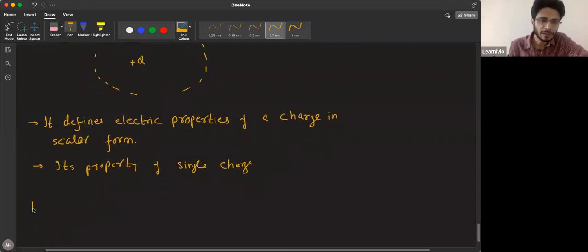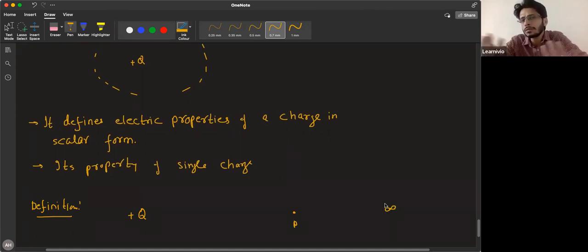Now, the exact definition of potential is: see, if I take a charge Q and I ask you to calculate the potential of charge Q over this point, what we do is we choose infinity, which is a point where the effect of field is zero, where field does not exist. We choose a test charge q at infinity. Then we calculate the work done in carrying that test charge from infinity to P.